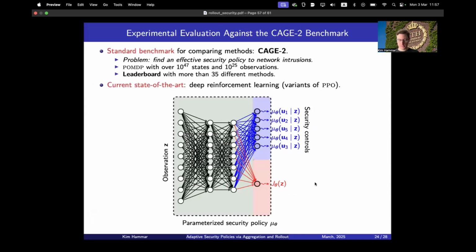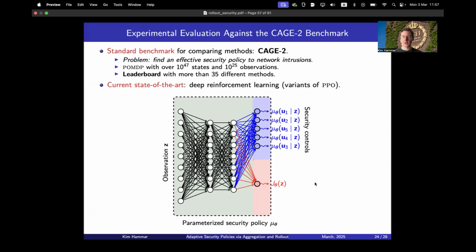And to evaluate the framework, we apply it to a standard benchmark POMDP called Cage2. And currently there's something like 35 different methods that have been evaluated against Cage2. And right now, the state of the art is based on deep reinforcement learning, or different variants of PPO in particular.